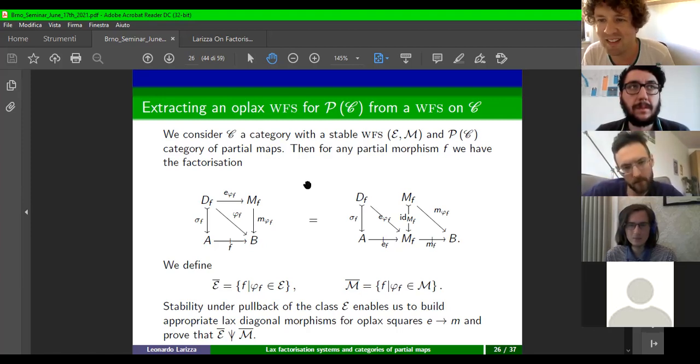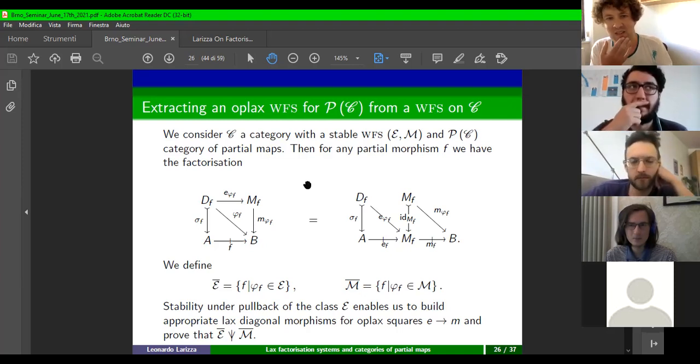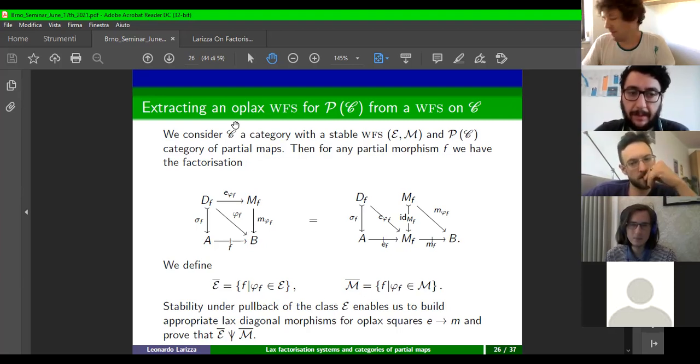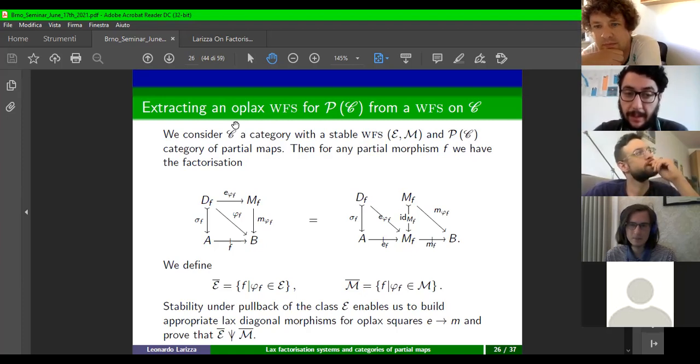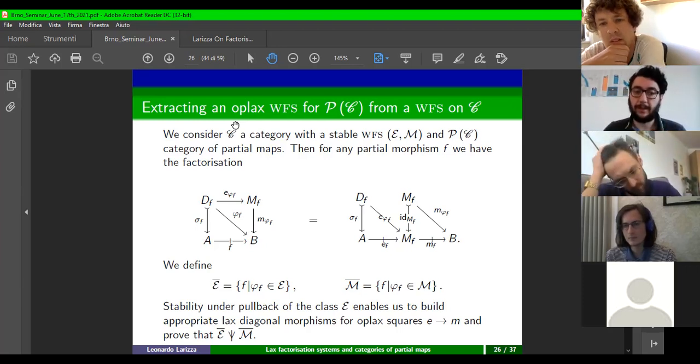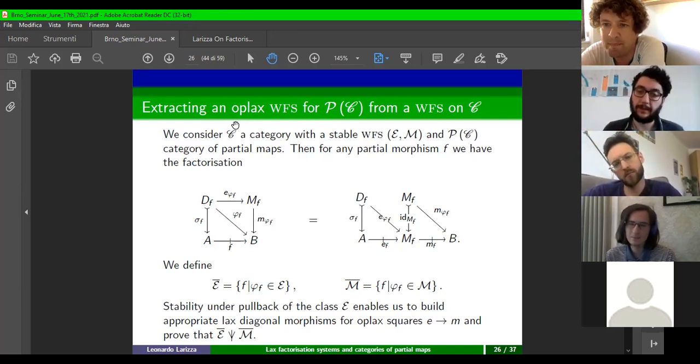Maybe it's... well, okay. To answer that question, something that is present in the paper, but I didn't mention during the presentation, is that one can also restrict an oplax weak factorization system on PC to a weak factorization system on C, and this happens only for oplax weak factorization systems, not for lax. So yes, there is a universality in the sense that from a stable one we get a general oplax weak factorization system, and from an oplax weak factorization system we get a weak factorization system.